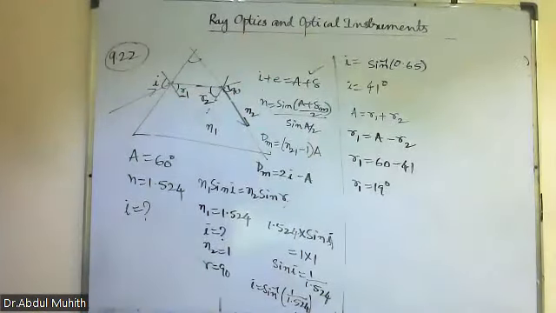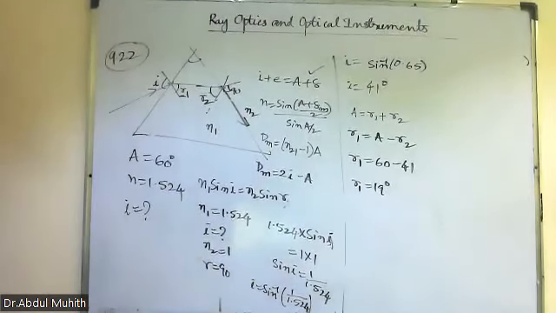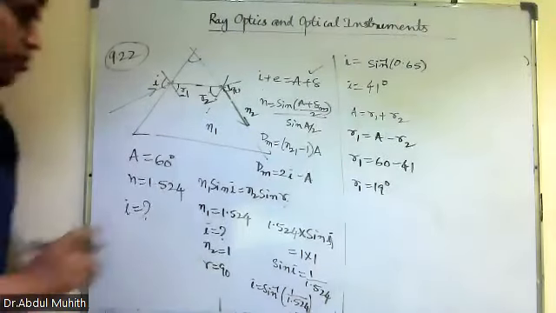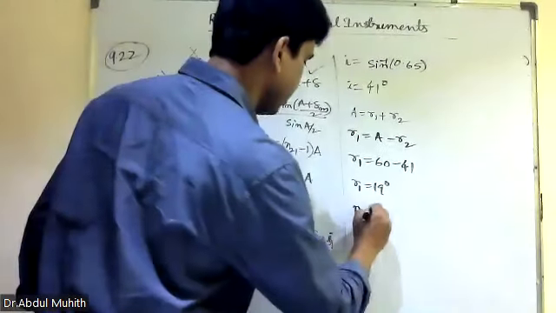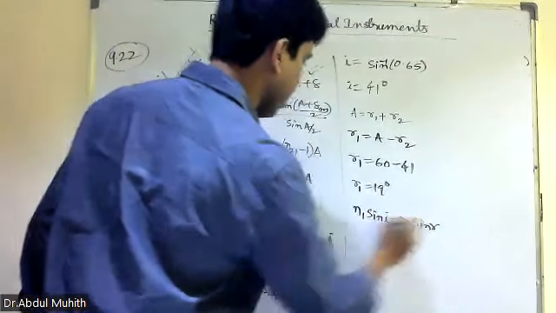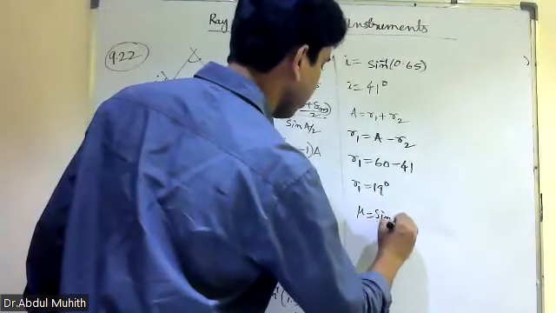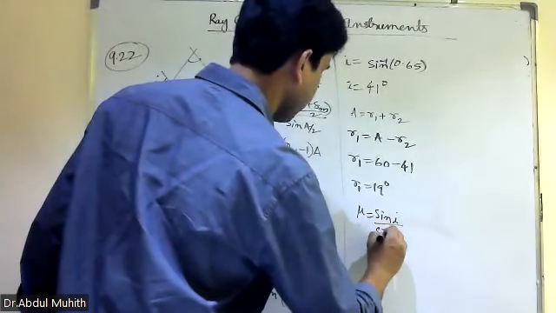So once I get the R1 value, I'm going to use again the same formula here. Mu is equal to sin I by sin R. Or N1 sin I is equal to N2 sin R. So what will happen now? I'll write mu is equal to sin I by sin R because I'm taking with respect to air and glass. There is glass with respect to air.